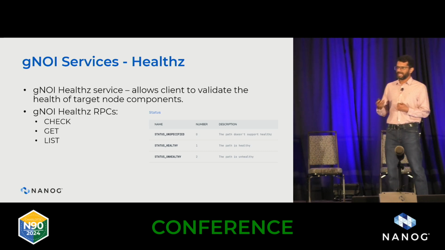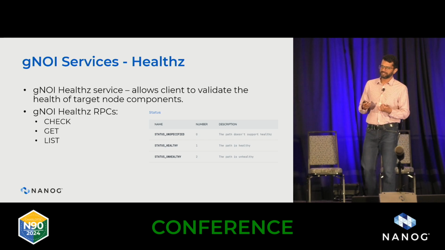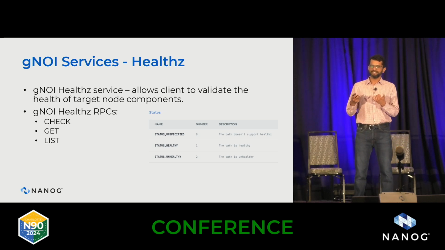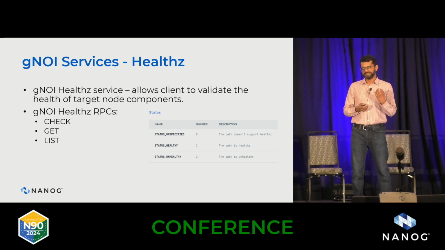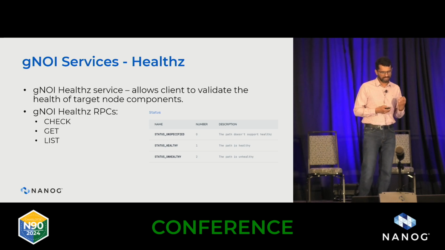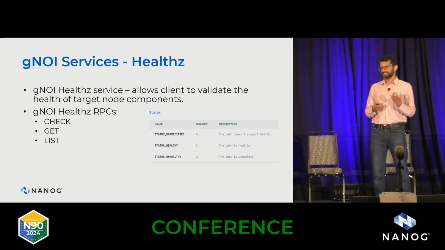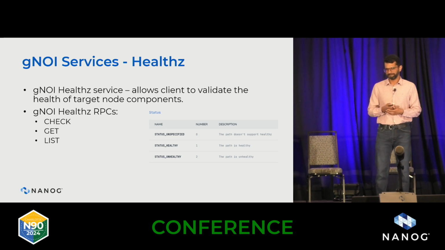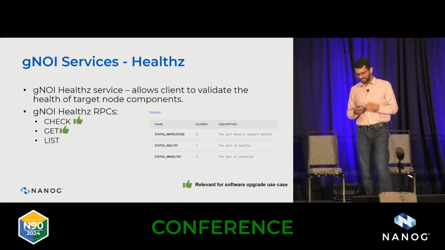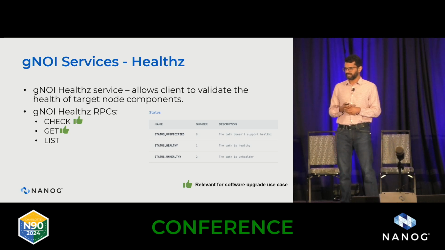In addition to that, the health Z service will also capture a hardware dump on the router, right? So like a core dump, or in the Nokia world we call it a tech support file. So it captures that hardware dump, and the operations team can retrieve it for investigations if there is any issue with that hardware component. Okay. So we'll use this for the software upgrade use case as well.